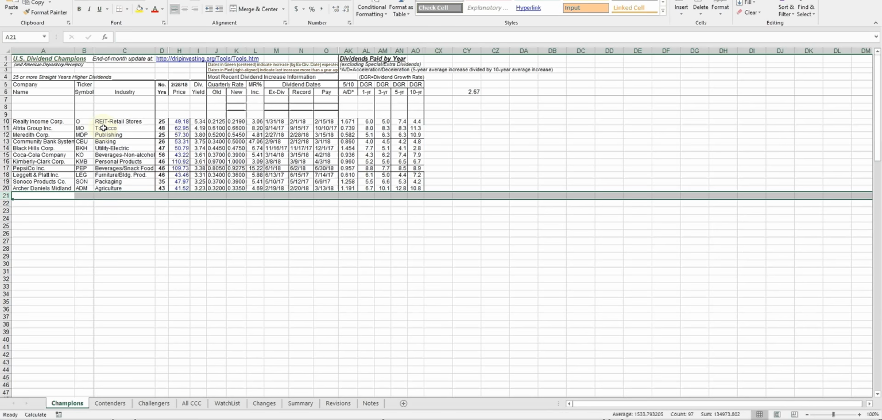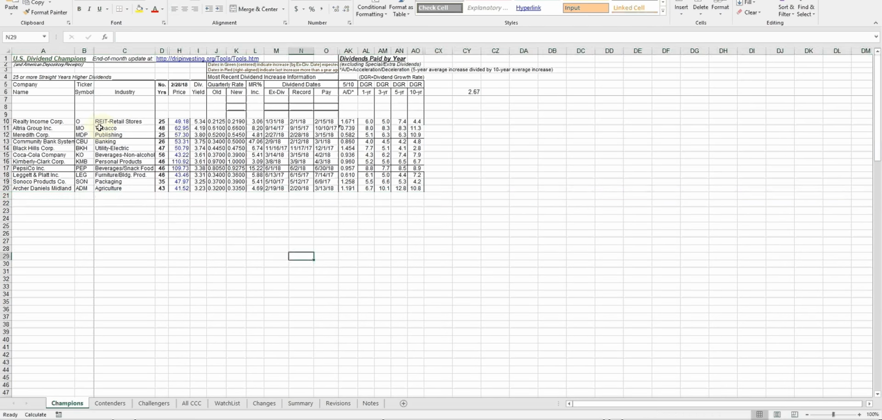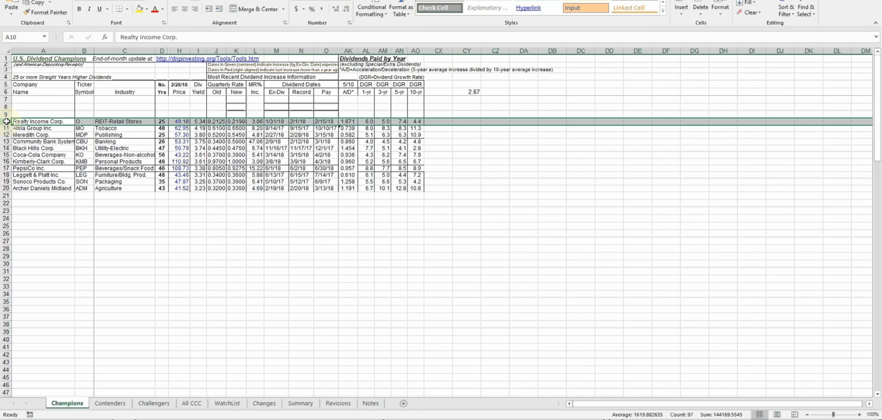Okay, so that's left us with 10 companies that we can look at there, so we're not doing too bad at all. So what I do is I have a look here at the industry, and anything that are the REITs, that's real estate investment trusts, I get rid of. Again, I find them high risk.